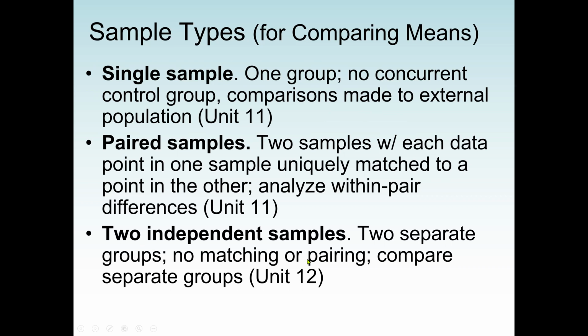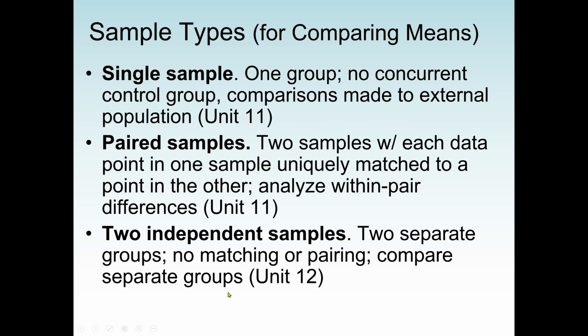So paired samples use data from two samples in which each data point in the first sample is uniquely matched to a data point in the second sample. And paired sample analysis was discussed in our previous unit 11. Now, this is the first time we will go through two independent samples. That will be two totally separate groups. There's no matching or pairing. Then we need to compare two separate groups. This is what we are going to study in this chapter or unit.